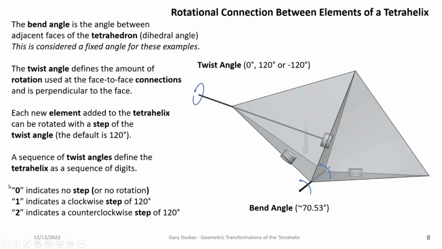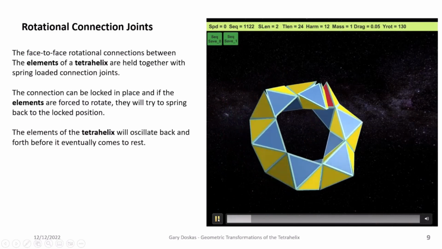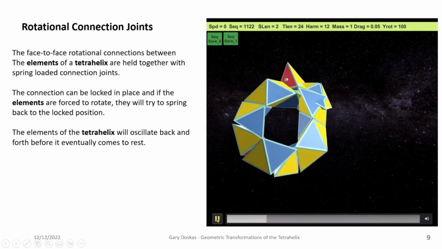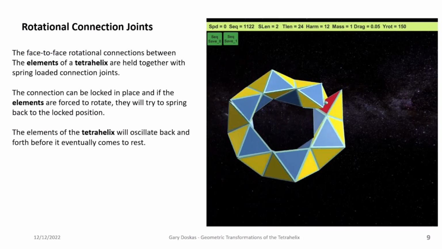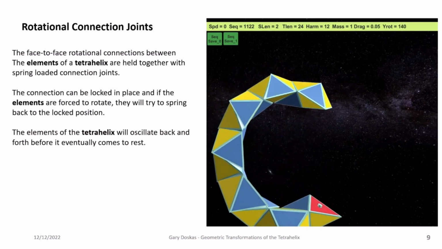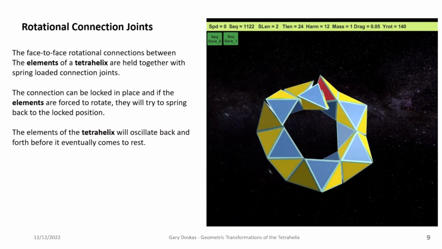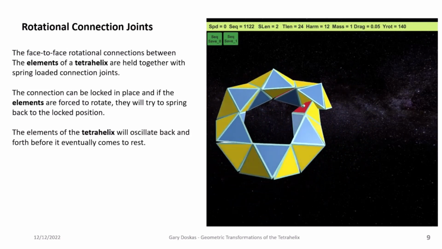So now I can use a sequence of twist angles to define the tetrahelix as a sequence of digits, which I described in the earlier slide. This is just a short video clip to demonstrate the action of these rotational joints. So they're face-to-face connections. They can rotate, they hold the faces together, but have a spring-loaded action that if it's forced to move away from a locked position, it'll spring back to the original position and then oscillate back and forth a bit until it eventually comes to rest.